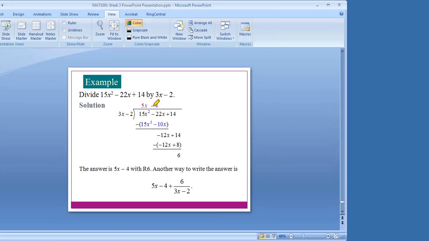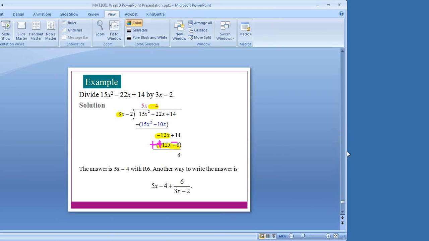All right, now I'm thinking, what times 3x will give me negative 12x? And the answer is negative 4. Negative 4 times 3x is negative 12x, and then I just continue. Negative 4 times negative 2 is plus 8. You're ahead of me, aren't you? You're already thinking subtract, which means add the opposite, so change the signs. Okay, so that minus 12 is a big, big plus.